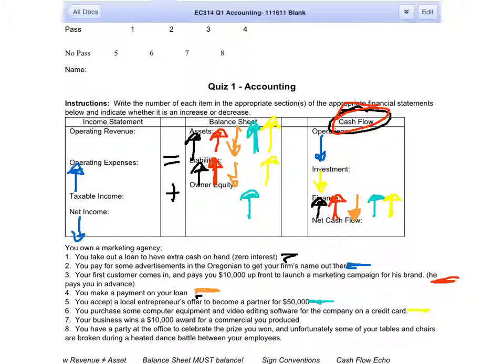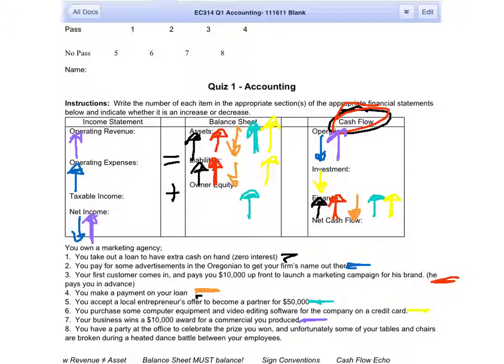So let's go ahead and move to purple. Kind of know what purple is. So there's the purple one. Your business receives a $10,000 award for a commercial that you produced. Let's just call that revenue, which produces net income increases, which produces increases in cash from operations. And the last one is that you have a party at the office.